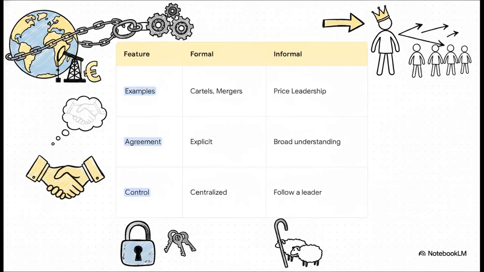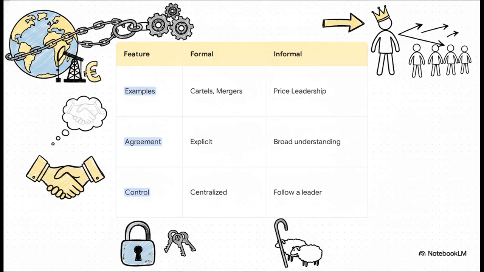In the real world, this collusion takes a couple of forms. Formal collusion involves explicit, actual arrangements. Think of a cartel, like OPEC, where they formally agree on prices and market shares, or even a merger, where companies just literally combine. Notice the control here. In a cartel, companies keep their individual control, but in a merger, it's centralized.